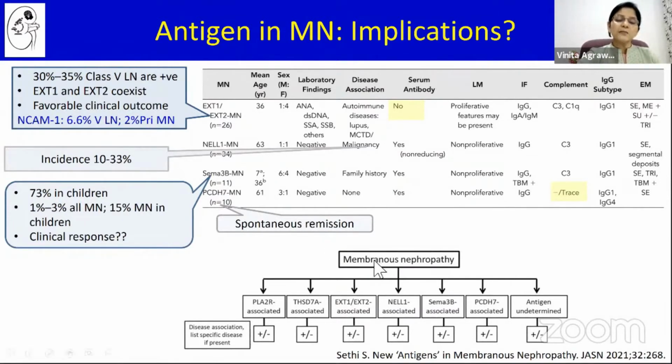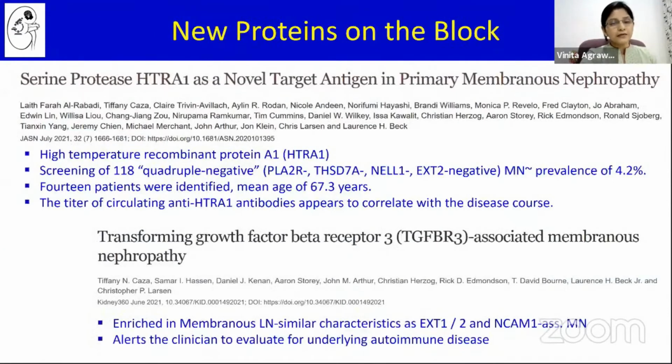So membranous nephropathy is now starting to look like this, which is antigen specific. And if we were thinking that the antigens are all over, we have new antigens which are reported each month. These are the two new antigens reported in the last 2 months. One is high temperature requirement A1, HTRA1, which has been seen in primary membranous nephropathy predominantly in the elderly population. The other is transforming growth factor beta receptor 3, which is seen primarily in secondary membranous nephropathy, which is related to autoimmune diseases.